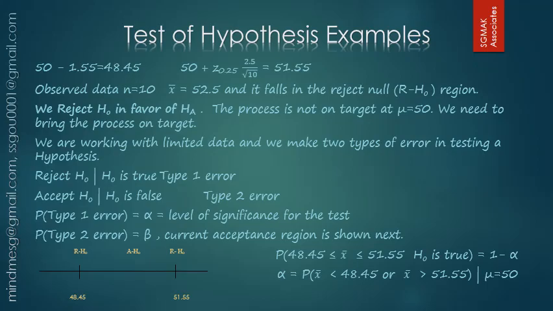So I made a probability statement. Alpha is the probability that I get a sample average less than 48.45 or greater than 51.55, given that mu is 50. That's when I reject the null, even when it is true.